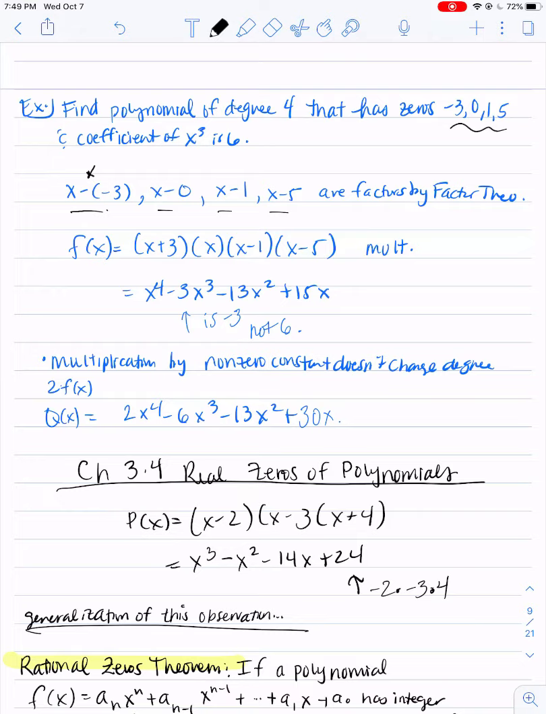I can do this because multiplication by a non-zero constant, in this case 2, doesn't change the degree of f of x. It just changes the coefficients. So our zeros will be the same. So when I multiply by 2, I get 2x to the fourth minus 6x cubed minus 13x squared plus 30x. So that satisfies what I was trying to find.